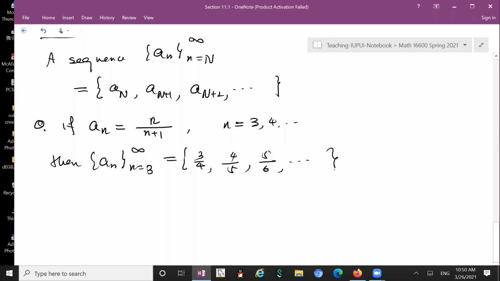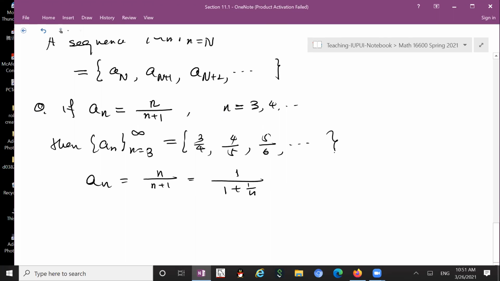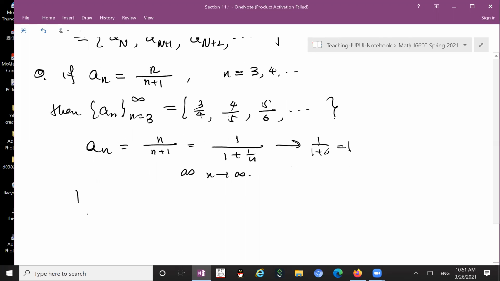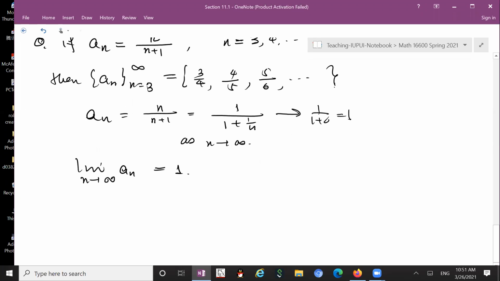You note that this sequence can be written in the form where you divide numerator and denominator by n, so you get 1 over 1 plus 1 over n. As you can see, this approaches 1 over 1 plus 0, which is 1, as n approaches infinity. So we may say that the limit of this sequence is 1.